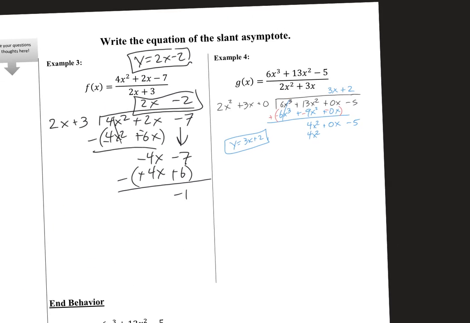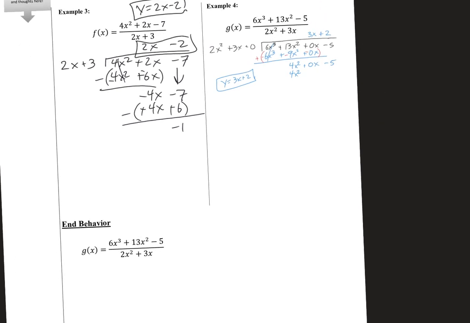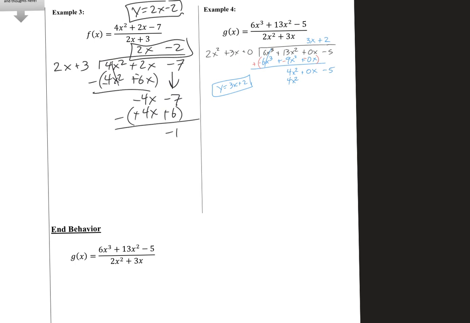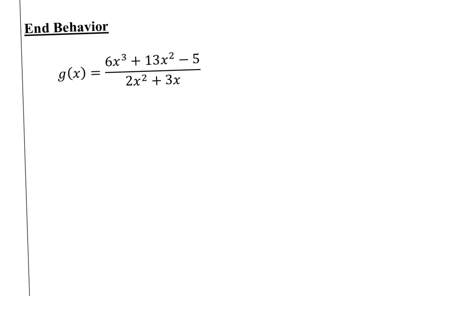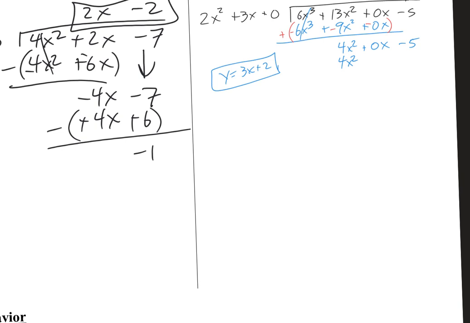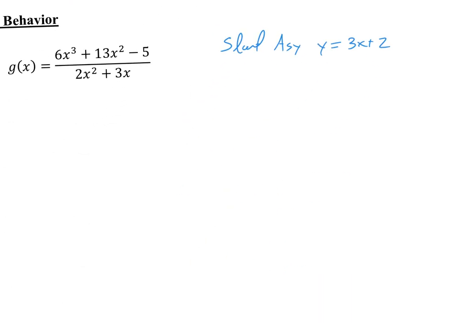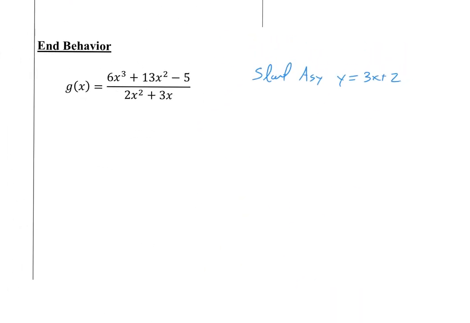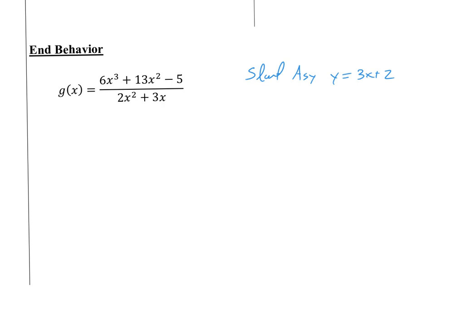Let's keep going. All right, so what if they're asking me about the end behavior? This is the exact same problem, by the way. Boom, boom, boom. So we already know that the slant asymptote is 3x plus 2. So let's just write that down. So I'm going to write slant asymptote is y equals 3x plus 2. Is that right? Yeah. All right, so what I would recommend, if they're asking about the end behavior, is let's think about this guy rather than the actual equation.